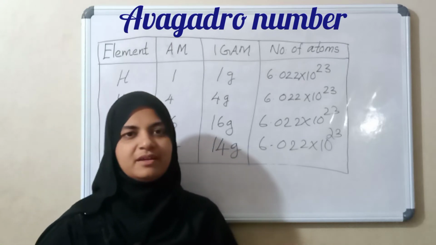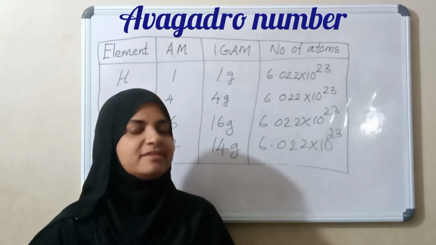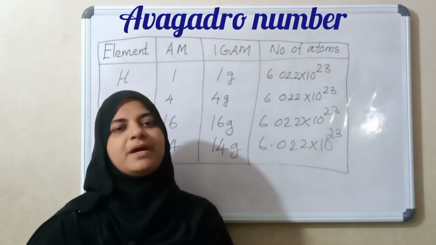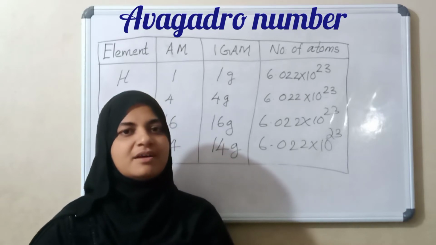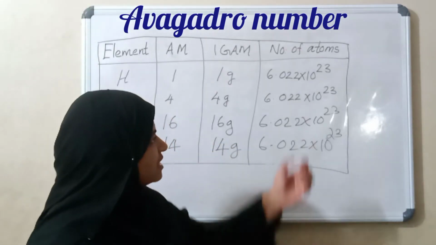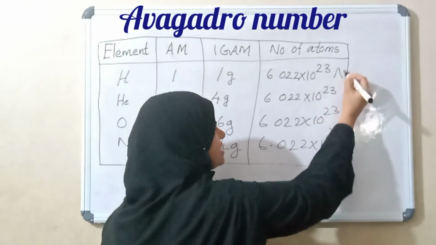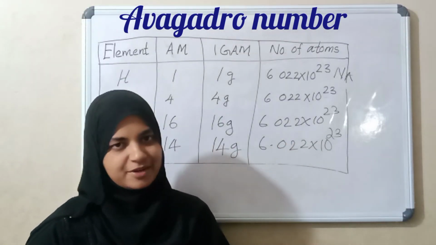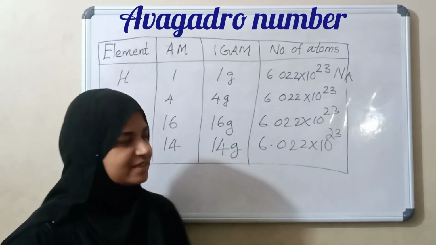This was discovered by Avogadro. We already mentioned Avogadro's law. That is, the scientist Avogadro discovered that any element, if it is taken in its GAM, contains 6.022 × 10^23 atoms. This number is called the Avogadro number. It is written as Na because this was discovered by Avogadro. Therefore, this number is known as the Avogadro number. It is written as Na.